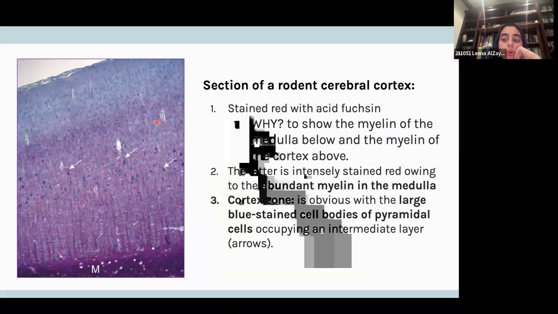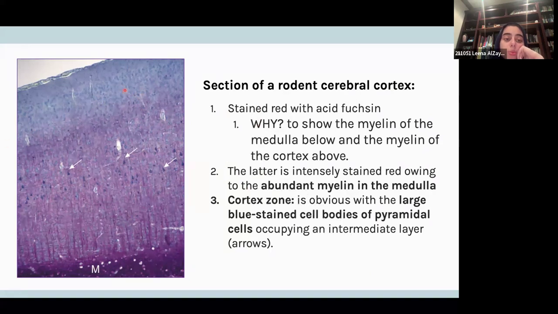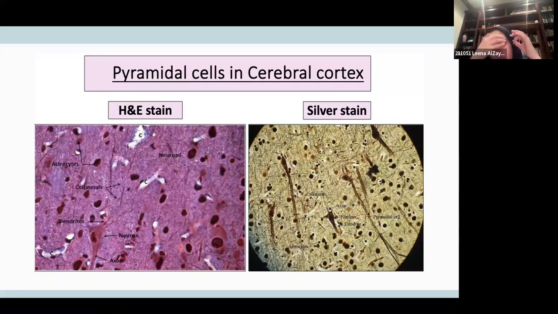Section of the rodent cerebral cortex, and basically you can see it's stained with acid fast. You can see the myelin of the medulla below being darker, and the myelin of the cortex being much less dark, because it's more cell bodies in the cortex, and here it's more axons. This picture is what we already saw of the pyramidal cells.